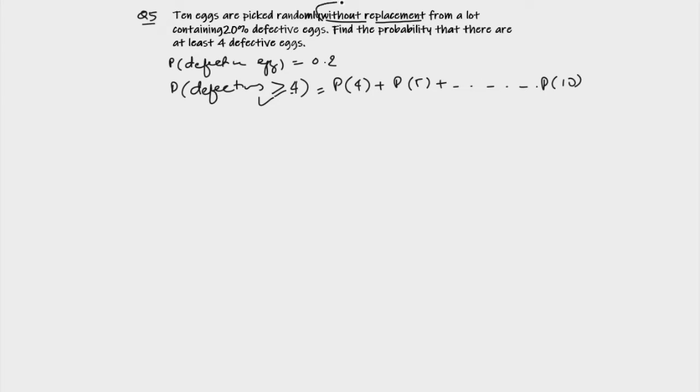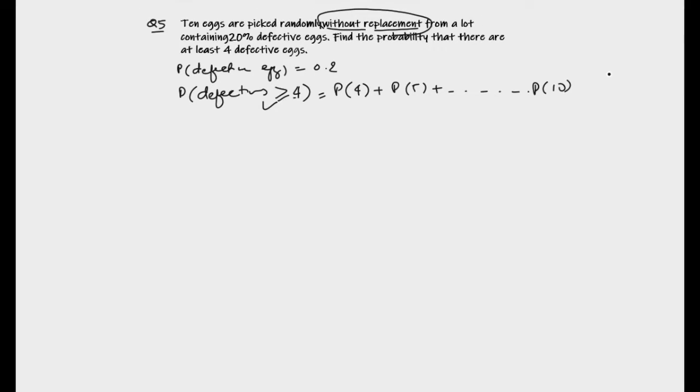Now they said without replacement. Okay. Normally when they say without replacement, the probability changes. But in this case, because the lot is, how big is the lot, we don't know. That means the probability of defective eggs will remain 0.2 throughout. It will not change even though it is without replacement, right? So here where I want to find the probability of defectives equal to or more than 4, instead of counting how many 4, 5, 6, 7, 8, 9 and 10, 1, 2, 3, 4, 5, 6, 7 cases, right?